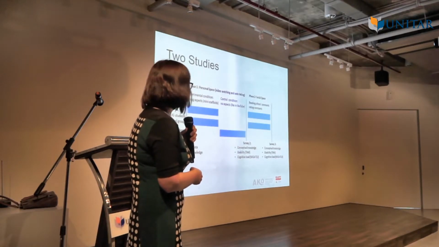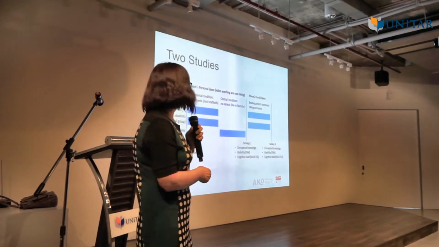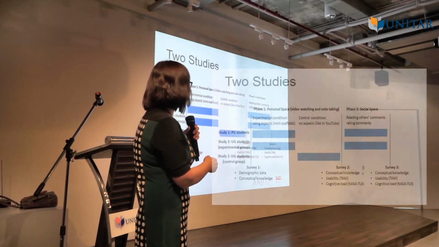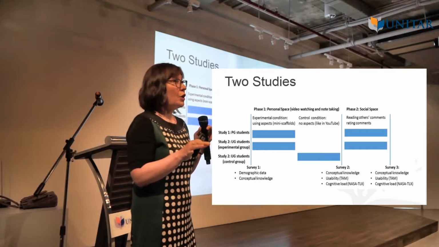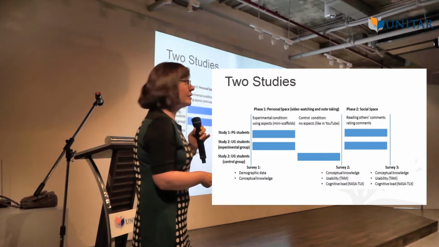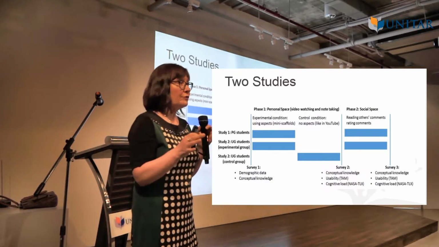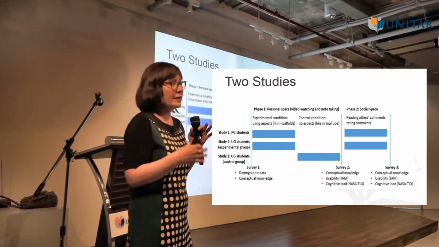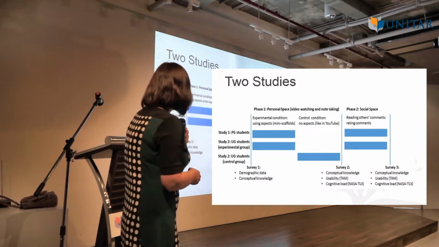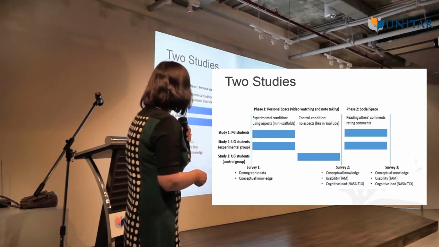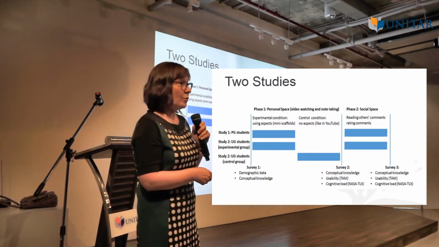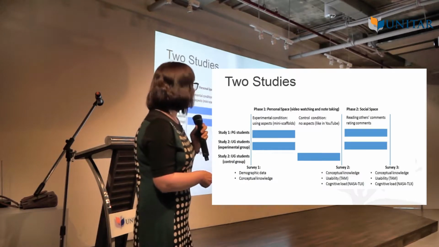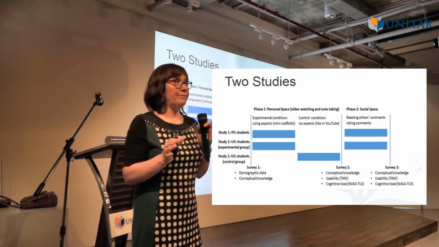The second study was designed differently. So in the second study, we had two groups. We had the experimental group and we had the control group. The difference between these two groups was that the control group didn't have any aspects. They could watch the videos, they could write comments, but they didn't have aspects at all. Now, in the second phase, only the experimental group rated comments. The control group only watched videos, and that was the end for them.